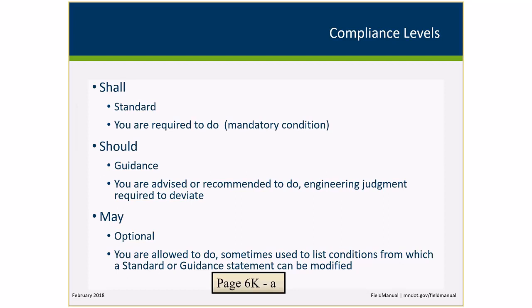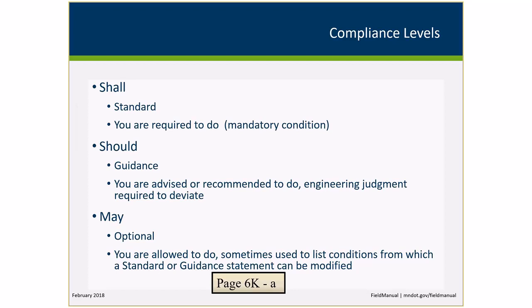A should statement is a guidance statement where you're advised or recommended to do it. To not do it requires engineering judgment. So you would actually need, in a specific instance, to look at the situation and apply engineering judgment to determine that we're not going to do this should statement. So it should be your default, but you can go away from it with engineering judgment.